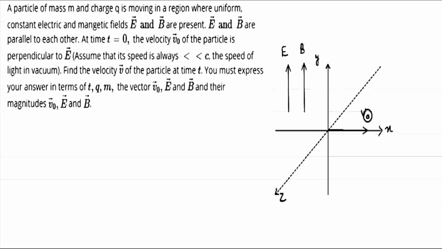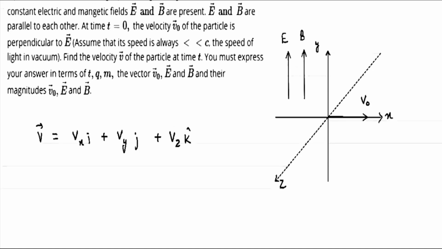Now what would be the value of v at any time? We say that the v vector at any time would be equal to vx in the i direction plus vy in the j direction plus vz in the k direction. We can write it like this.